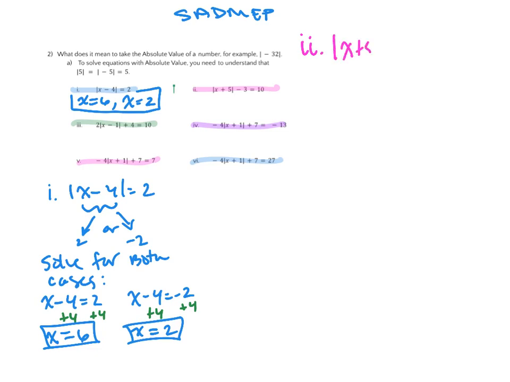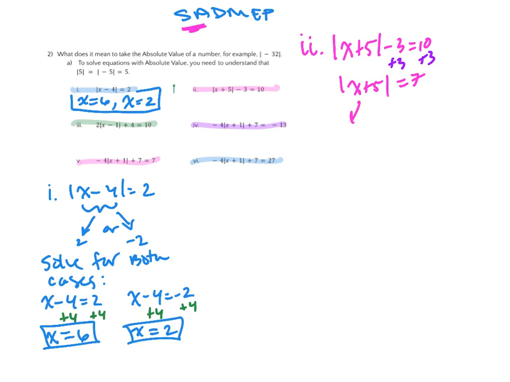Okay, double I. So absolute value of x plus 5 minus 3 equals 10. So thinking about SADMAP, I'm going to check it. Can I add or subtract? I can, so I'm going to do that first. So I'm going to say plus 3, plus 3. So then I have absolute value of x plus 5 equals positive 7. So again, whatever's inside those bars has to be either positive 7 or negative 7. So I'm going to have 2 cases.